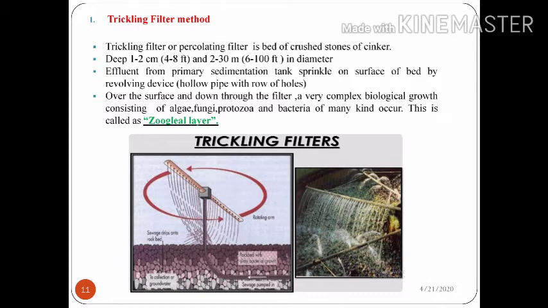The effluent from the primary sedimentation tank is sprinkled uniformly on the surface of the bed by revolving devices as shown in the picture. The device consists of hollow pipes, each of which has a row of holes. The pipes keep rotating, sprinkling the effluent in a thin film on the surface of the filter. Over the surface and down through the filter, a very complex biological growth consisting of algae, fungi, protozoa and bacteria of many kinds occurs. This is known as the zoogleal layer.